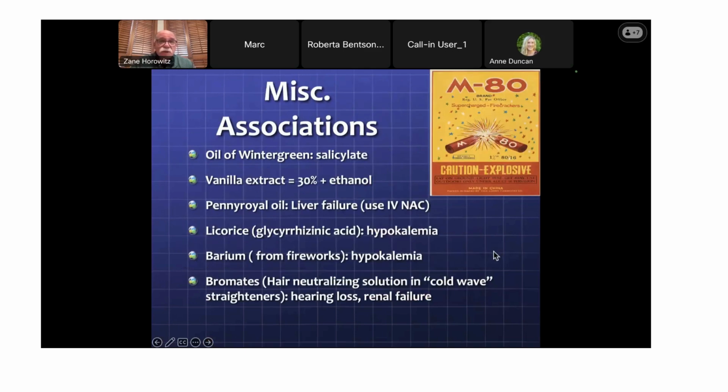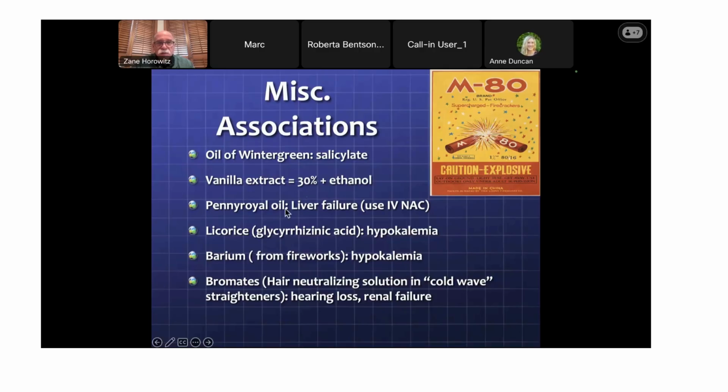So I have a bunch of miscellaneous associations with other things out there. So if you see one of these on a test, you might realize what they're really talking about. Oil of wintergreen is methyl salicylate, so you need to get a salicylate concentration. Vanilla extract often is 30 to 35% alcohol, and so you can get quite intoxicated if a child would drink that.